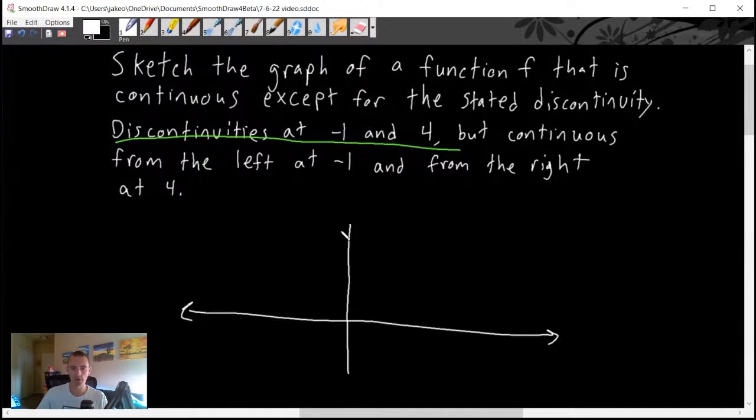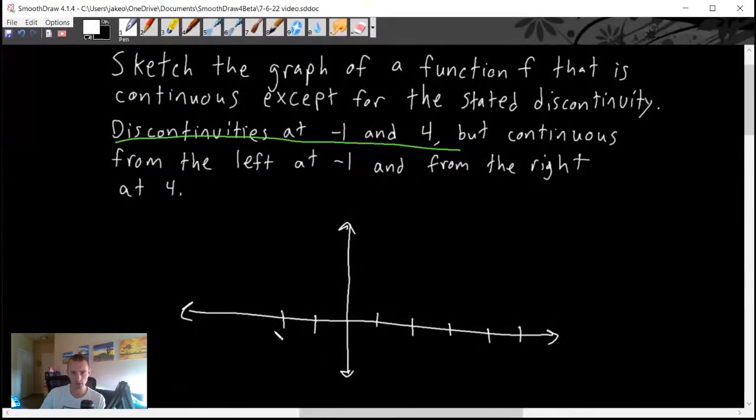The other thing to keep in mind with problems like this is that there are obviously several different graphs that would satisfy these requirements. Anything that does meet these requirements would be fine. So there are multiple different answers of what your graph could look like, as long as it satisfies these couple of things. So let's go ahead and label our x-axis here.